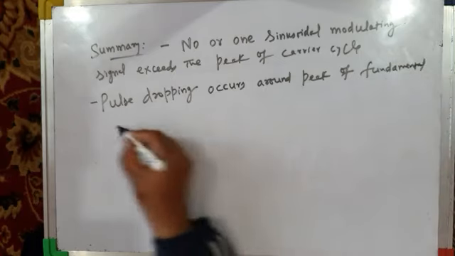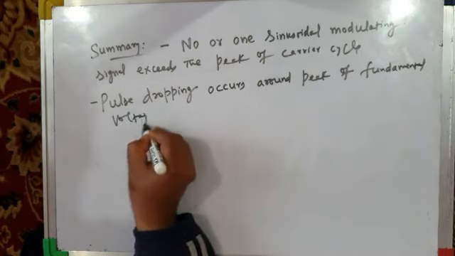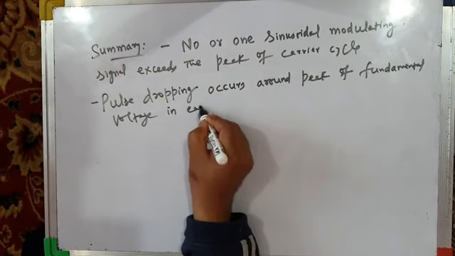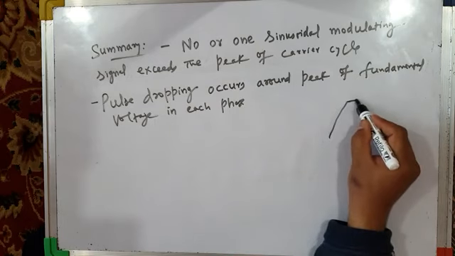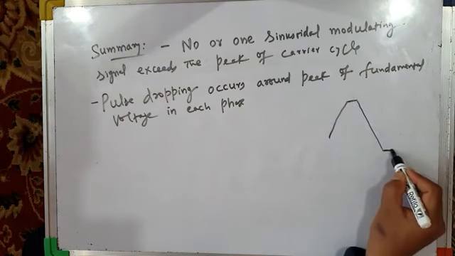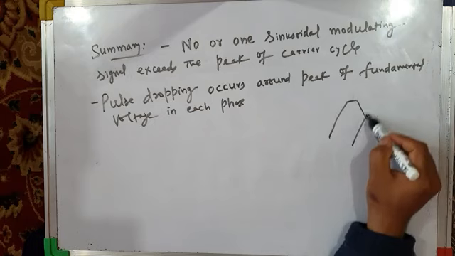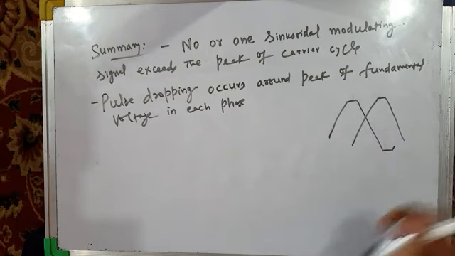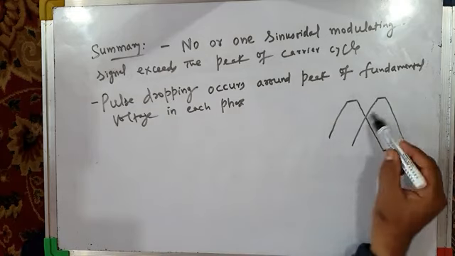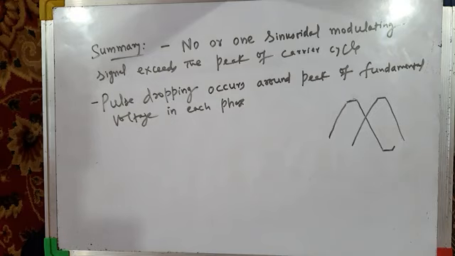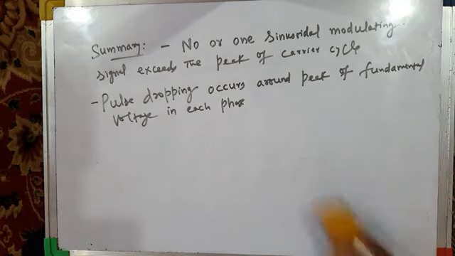Around the peak of the fundamental voltage in each phase. We have seen that pulse dropping occurs only near the peak for phase pole voltage VRO, for pole voltage VYO, and for pole voltage VBO. Similarly for phase to neutral voltages also. Pulse dropping occurs only near the peak of the fundamental voltages in each phase, whether it is phase R, phase Y, or phase B. Okay, that's the second point.